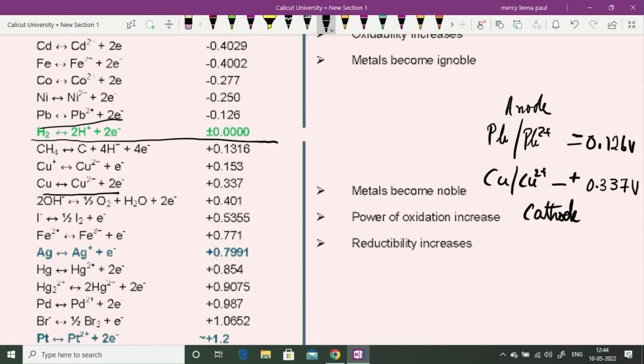And therefore, when I construct a cell taking lead and copper, lead will always prefer oxidation. So, lead will be the anode and copper will be the cathode. So, you can take any two of these and construct a cell, say which will be the anode and which will be the cathode, and give the electrode reactions as well as the cell reaction too. Okay. So, that is the second application.